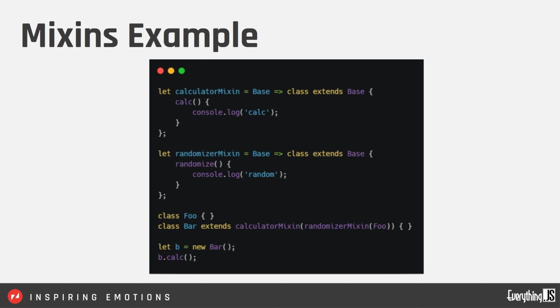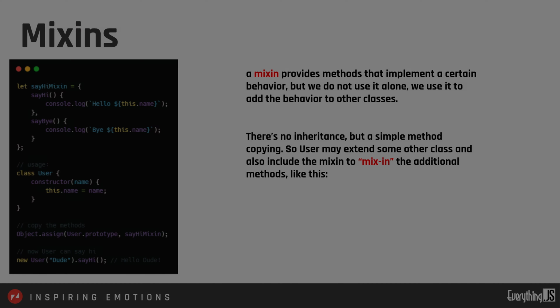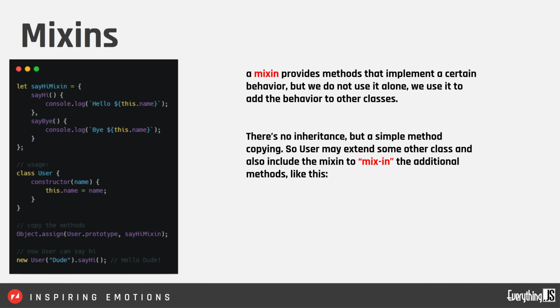Maybe go to the previous slide. Yeah, sure. Now, if you have two methods with the same name, right? Let's say the first mixin has say hi and say bye, and another object has two methods, say hi and say bye, with two different implementations. When you copy those methods to user, which method is going to last? The last version copied will replace all the other things.